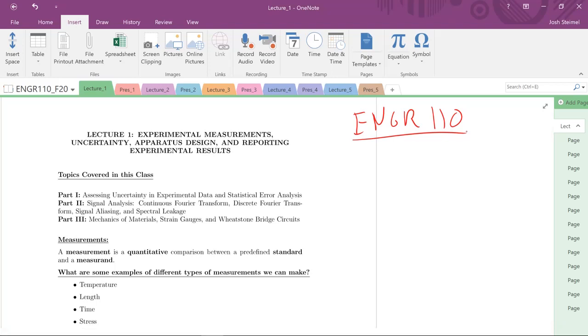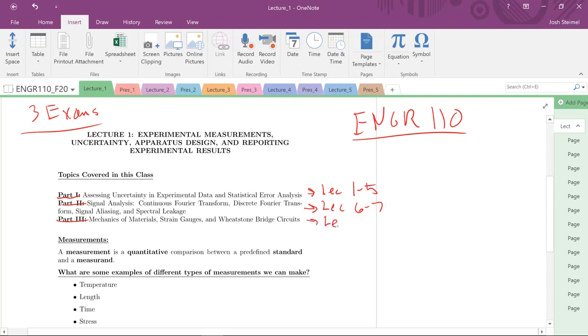In ENGR 110, the class is pretty much broken into three parts: part 1, part 2, part 3. We're going to have basically 3 exams in this course. One of them will be held during our final exam week. It is not a cumulative exam. Part 1 will deal with lectures 1 to 5. Part 2 covers lectures 6 and 7. Don't think that that's easier. It's actually these last 2. And then part 3 is lectures 8 to 9.